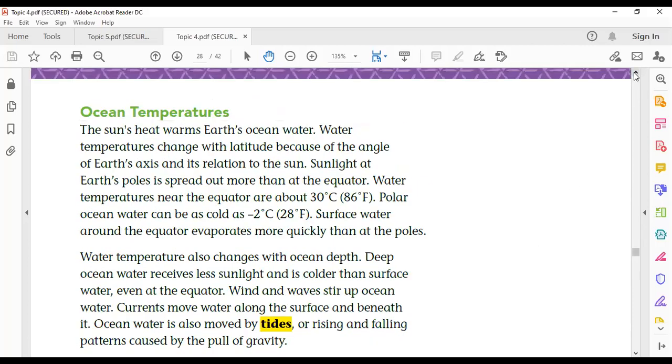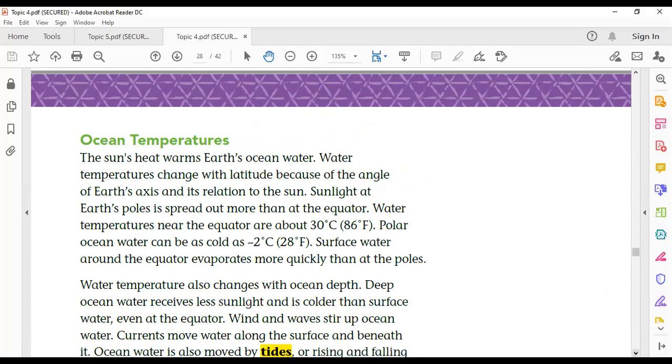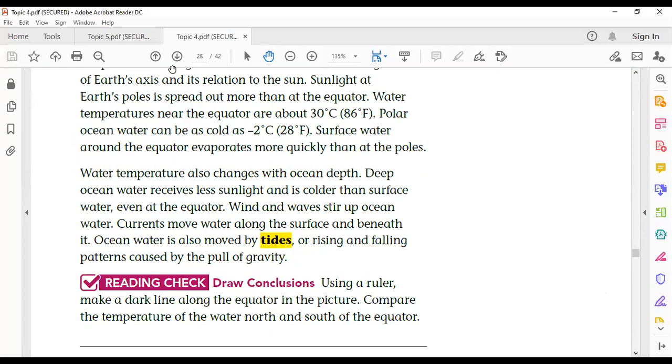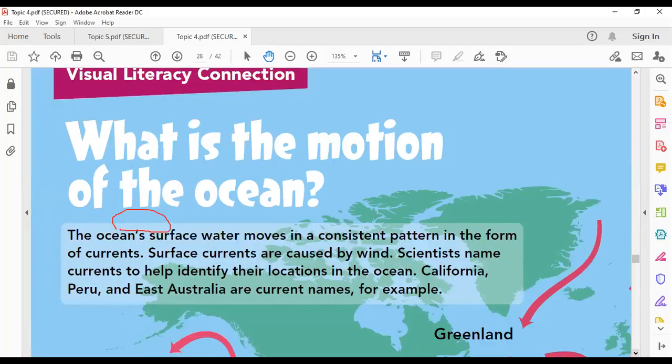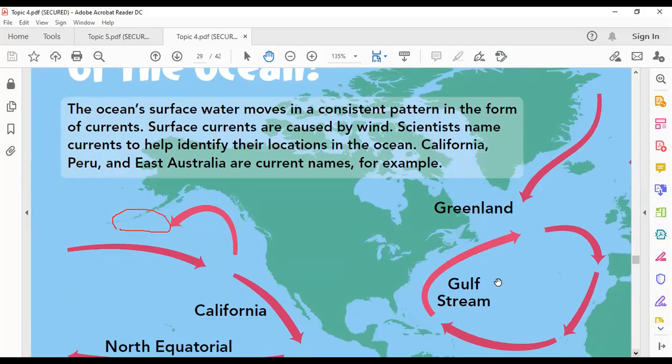This is everything in this page. Oh, sorry, I forgot to talk about currents. Currents are caused mainly by wind. Okay? The movement, look here, look at the next page. These are the ocean currents.